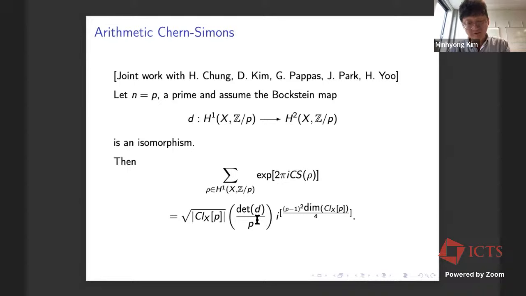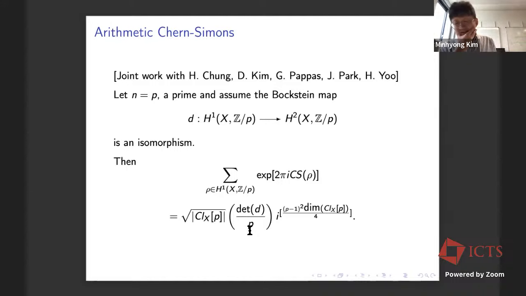maybe I'll comment on that briefly. D is a map from H1 to H2. H2 in this context is the dual of H1. So this map is a map from H1 to its dual, and such a map has a well-defined determinant up to squares. So in this case, this Legendre symbol is well-defined. So you get an expression like this.